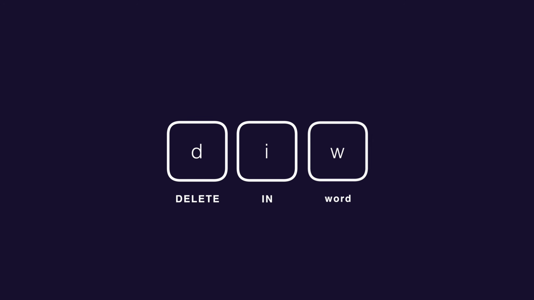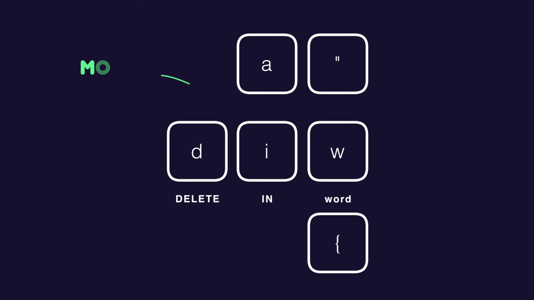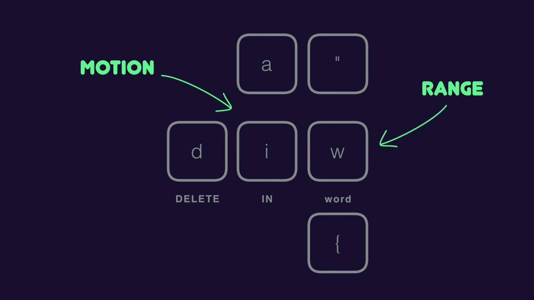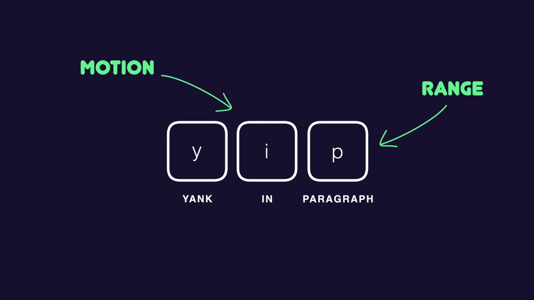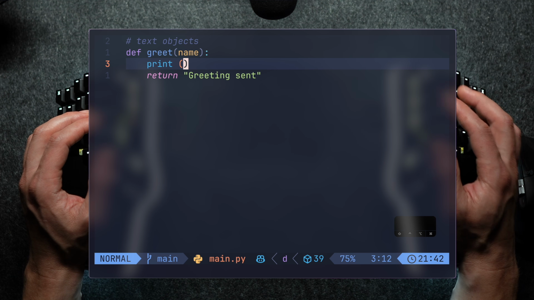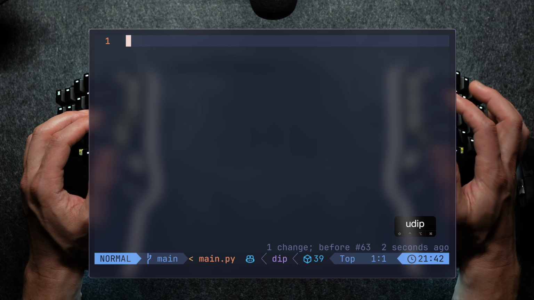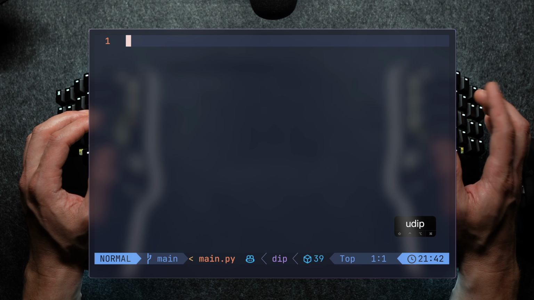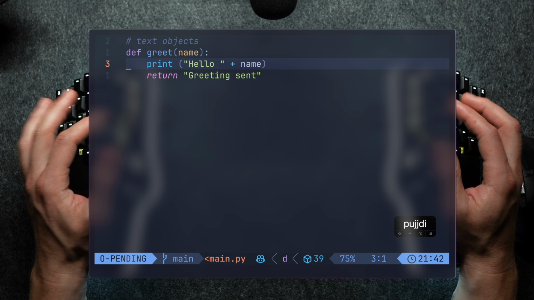Both the delete and the closing range word can both be replaced with any other known combination of motion and range, like yanking in a paragraph with YIP and so on. Here's a DIP, delete in paragraph, to make the point. But wait, it gets even better. You can delete inside a function.